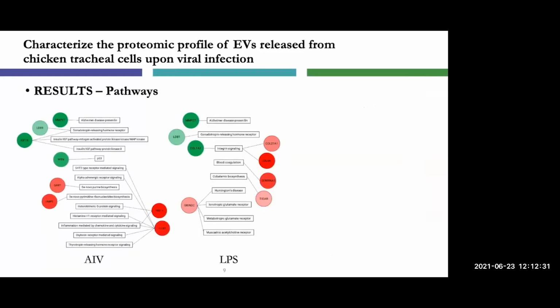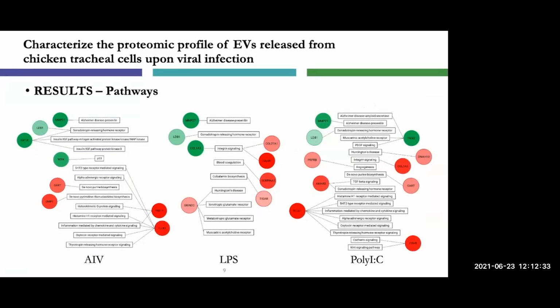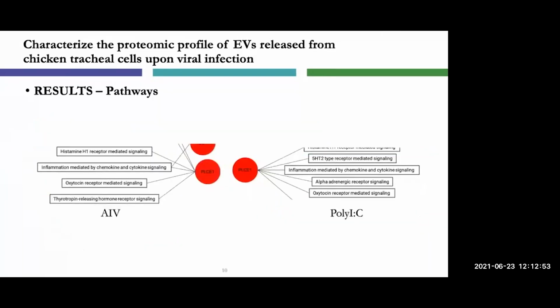Here we have three separate pathway analyses, for all of our groups, so AIV, LPS, and poly-IC. And here the green color represents upregulated proteins, while the red represents downregulated proteins, and the color intensities are relative to the abundance ratios. Once again, we can focus on certain areas, such as this area here, which is common in both poly-IC and AIV groups. If we zoom in, we can see that this protein here is common within both groups, AIV and poly-IC, but also has roles in inflammation mediated by cytokine and chemokine signaling.